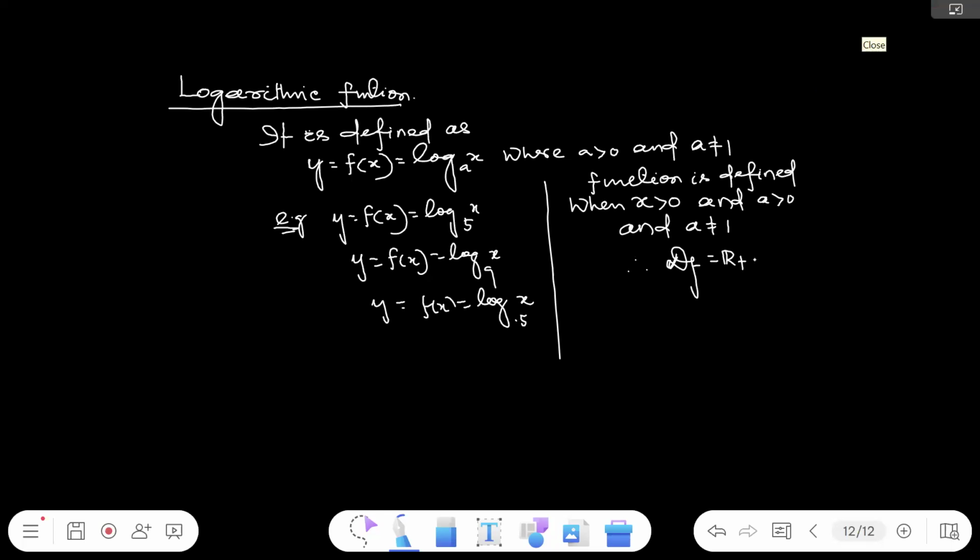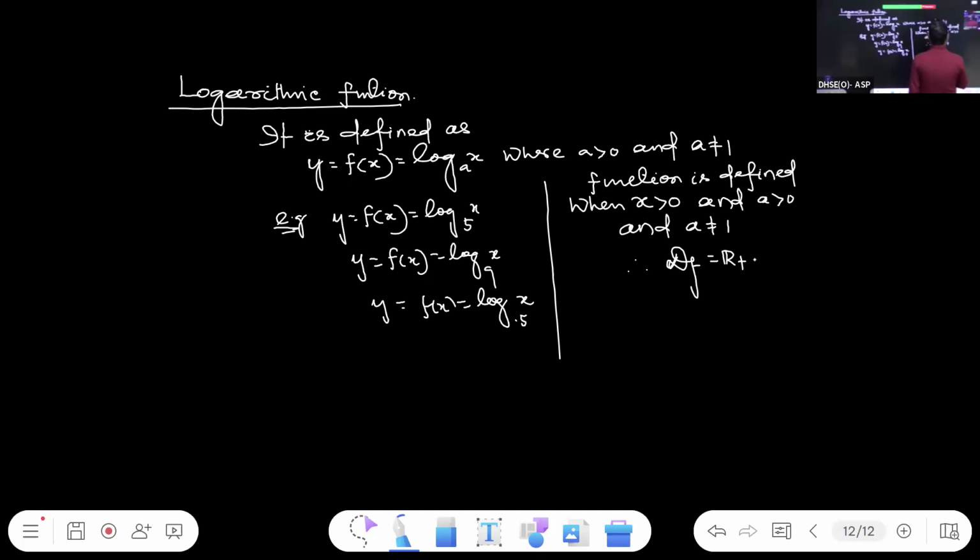Domain of the function is R plus and the range of the function is R.